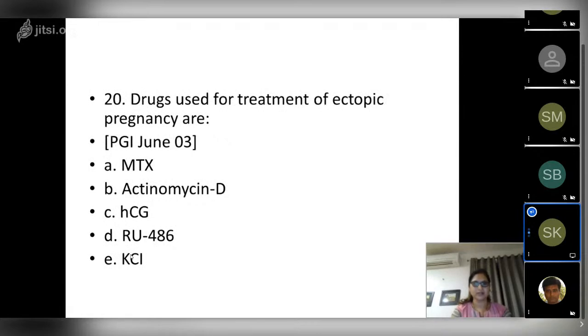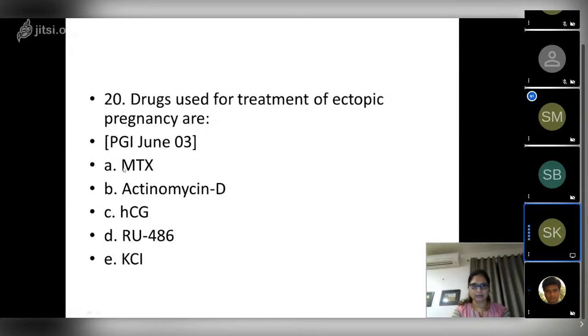Coming to the next question. Drugs used for treatment of ectopic pregnancy are MTX, that is methotrexate, actinomycin D, HCG, RU486, that is also mifepristone, and KCl, that is potassium chloride. So these are mainly for the medical management of ectopic pregnancy. Anybody with answers? Again, there are multiple true answers here.